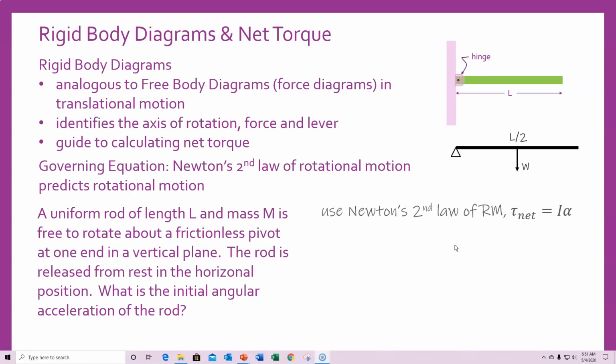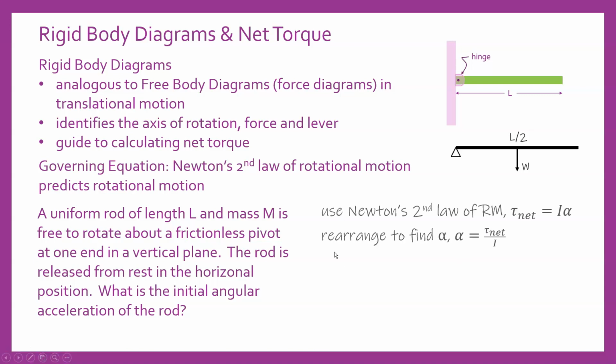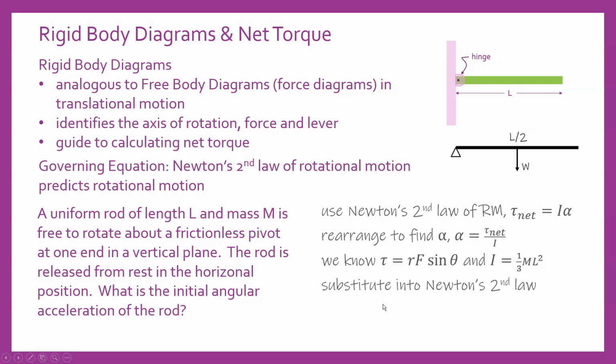We use Newton's second law of rotational motion. We rearrange to find angular acceleration, and then we plug in some expressions for torque and rotational inertia. This expression comes from a rod rotating about its end. We substitute these into Newton's second law, and we wind up with a general expression, in this case for angular acceleration, 3g divided by 2L.